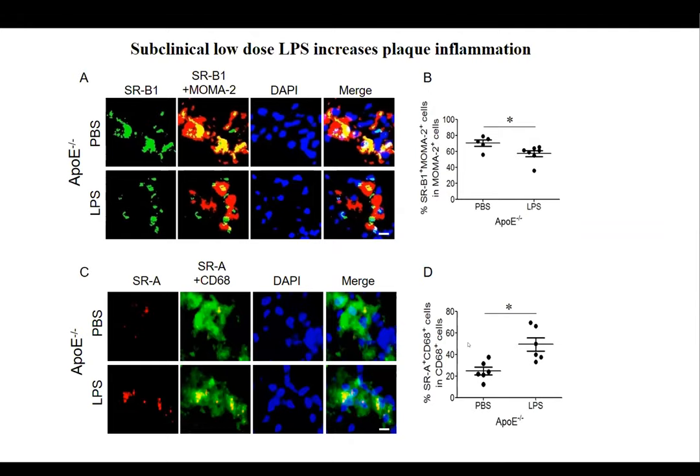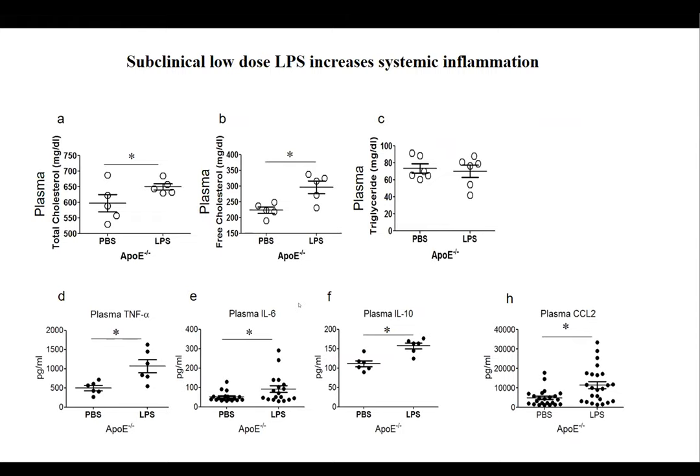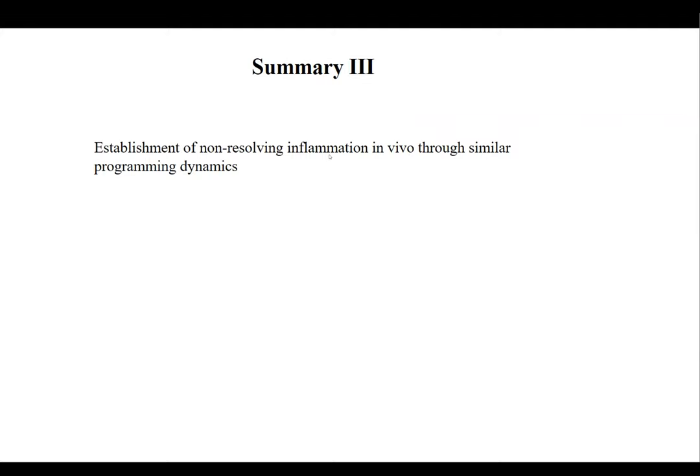We also did systemic evaluations, looking at the peripheral blood, spleen, and bone marrow. We saw that mice injected repetitively with super low dose endotoxin have an increase of Ly6C levels. We also see an increase of CCR5 and a reduction of SRB. Also, systemic inflammation: we saw increased TNF-alpha, IL-6, MCP-1, and also a slight uptick of IL-10. In summary, we demonstrate that this non-resolving inflammatory programming happens in vivo through similar dynamics, and that these non-resolving monocytes are involved in the pathogenesis of atherosclerosis.